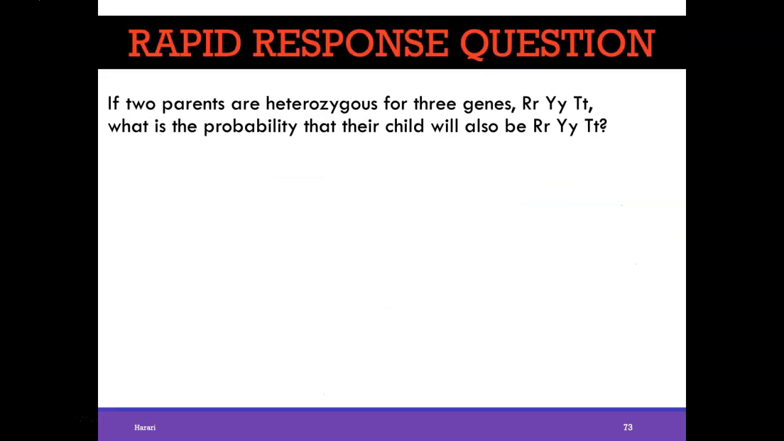The product rule really comes in handy when solving some more complex genetics problems. So suppose we have a question: if two parents are heterozygous for 3 genes, R, Y, and T, what is the probability that their child will also have the same exact genotype? This seems confusing, right? It's like, oh, where do we start? But it's easy if we just make 3 separate Punnett squares for each of these genes, and then we just multiply the likelihood of getting each of the combinations. So I want you to try to do this on your own, so please pause here.